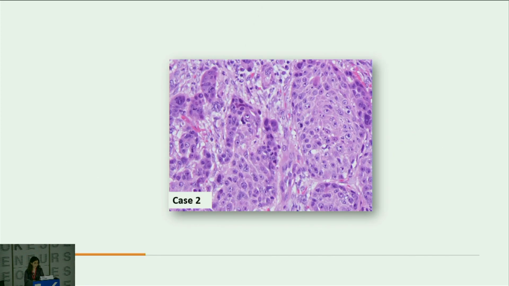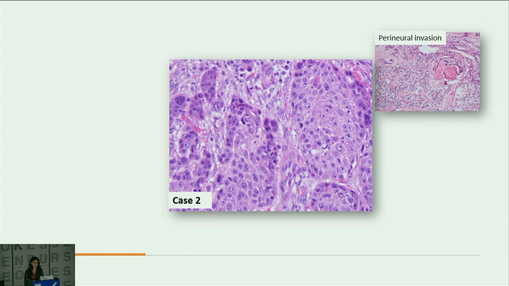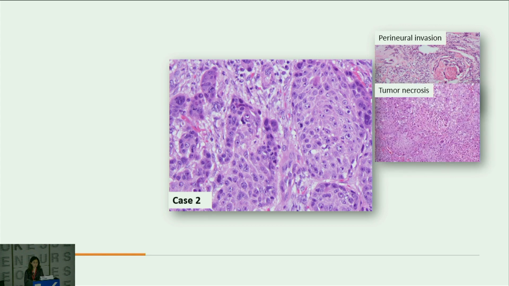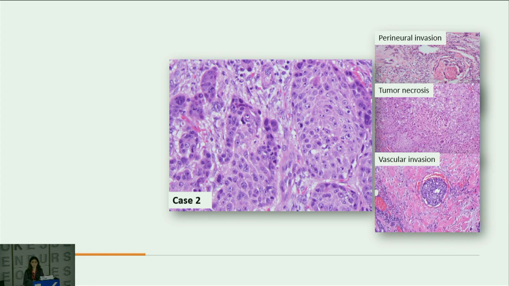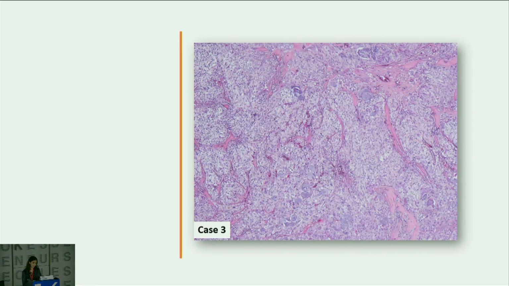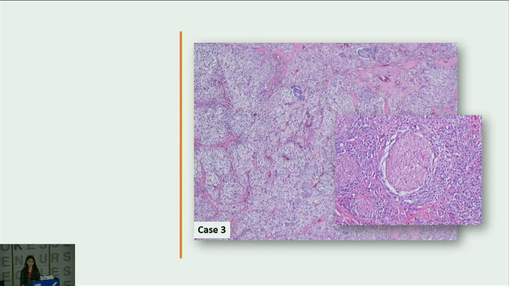Let's see case number two. Case number two is solid, has pleomorphism, increased mitotic activity, perineural invasion, tumor necrosis, and vascular invasion. Yeah, same here. Using any grading system you want, this is a high-grade mucoepidermoid carcinoma. Let's see case number three. So case number three is solid. You see here some interspersed mucocytes and it has perineural invasion.